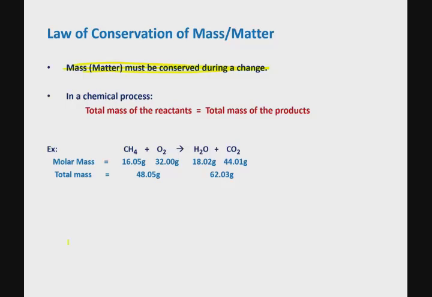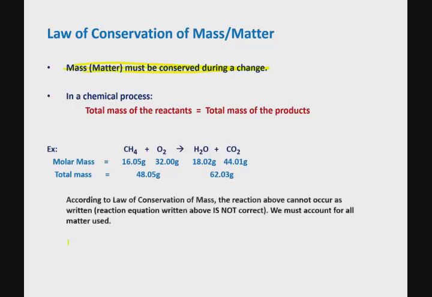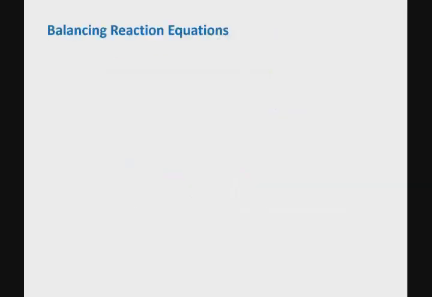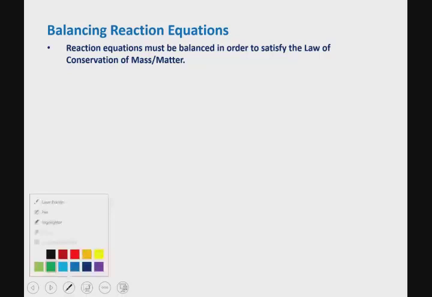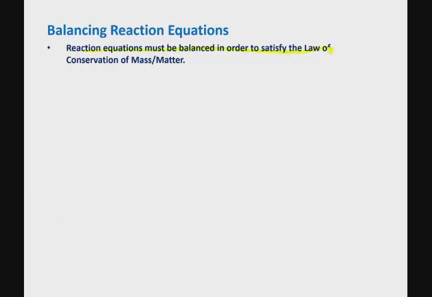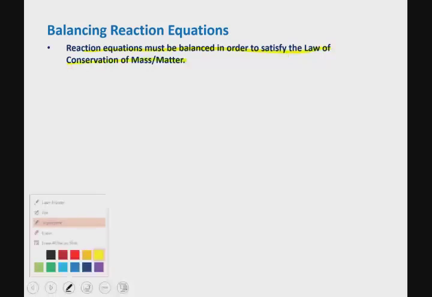That is not possible. You cannot create matter out of nothing, nor can you lose matter into nothing whenever any process takes place. The total mass of the reactant must equal the total mass of the product. So, in order to satisfy the law of conservation of matter, we must also balance reaction equations. Reaction equations, after you write them using correct chemical formulas, must be balanced in order to satisfy this rule. Otherwise, those reaction equations are not correct.